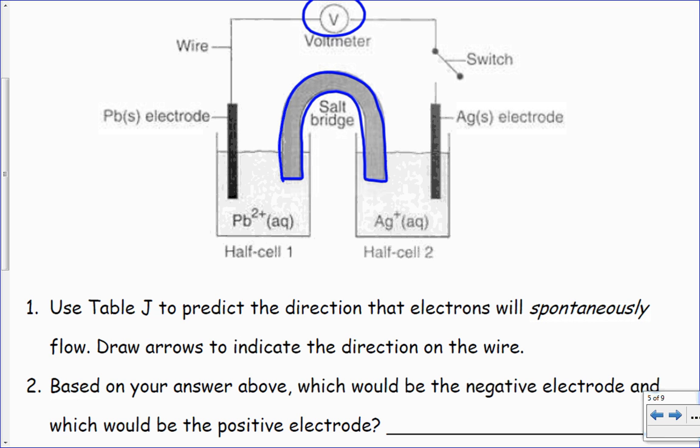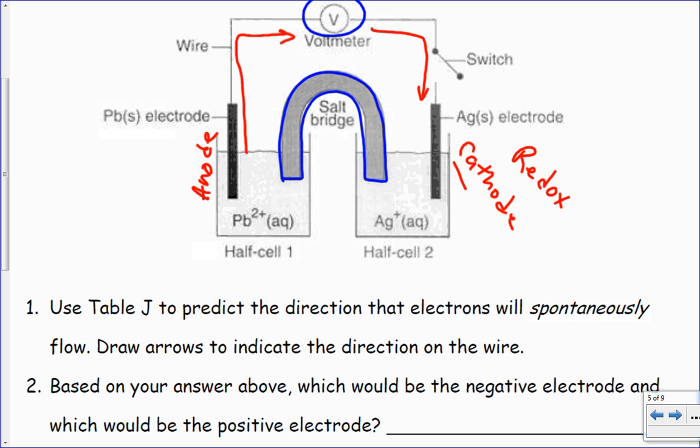So lead is going to spontaneously give off electrons. The electrons are going to flow from the anode through to the cathode. So I know that this is anode, and then this is cathode. And then I say red cat, angry ox. So here's where the reduction happens, right? I should write reduction, not redox, because redox is both, right? And so if this is reduction, this is the oxidation over here.